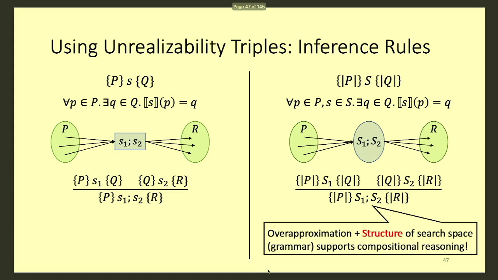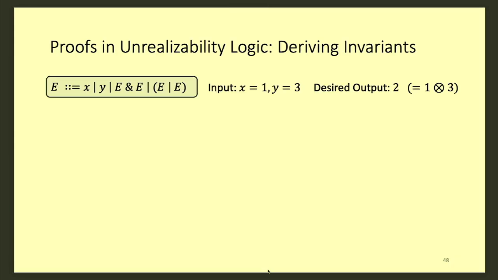So as I said, it's overapproximation plus the structure of the search space that's given by the grammar in unrealizability logic that supports compositional reasoning. Now, compositional reasoning, of course, is a very powerful tool, but as I said at the start of this talk, one of the challenges of unrealizability logic, unrealizability in general, is that you're reasoning about infinite sets of programs. And compositionality alone is not going to be powerful enough to let you deal with infiniteness.